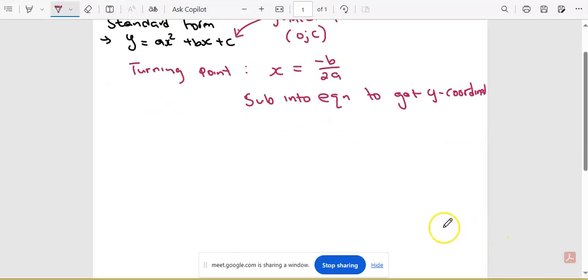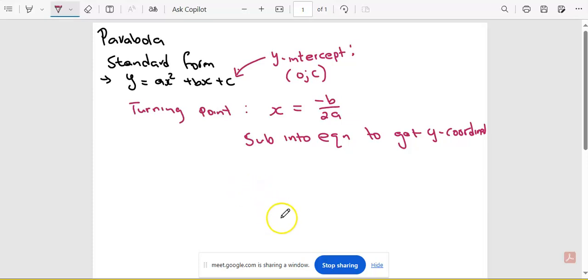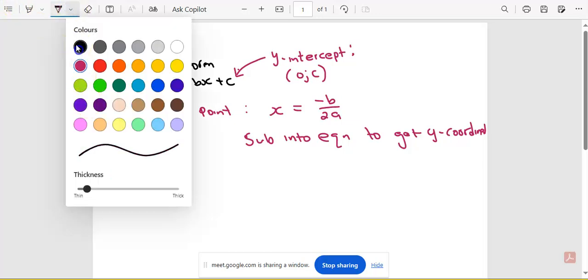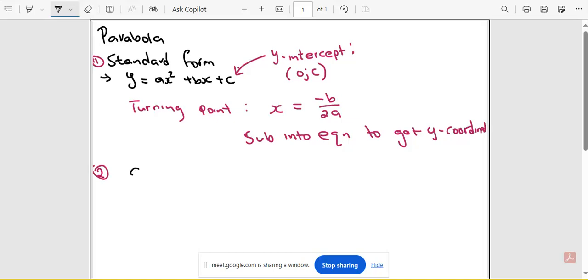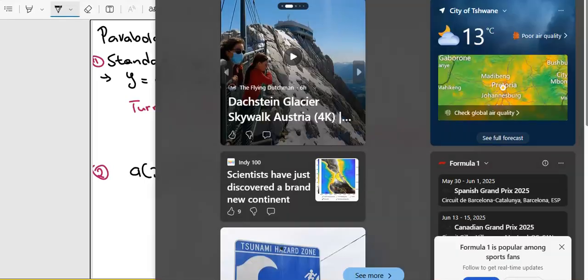Right. So now, my question is, remember, this is the standard form of what? Of a parabola. This is the standard form. So we can also write this in the form of a into x minus p squared plus q. Right. This is the one that you are familiar with, right?